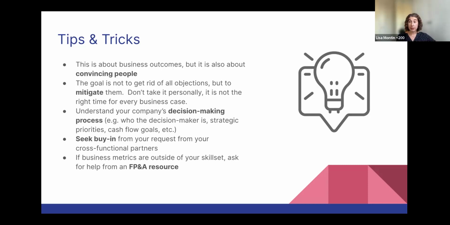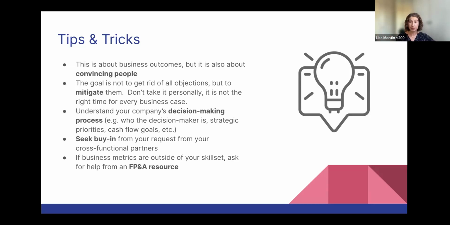Again, along the lines of people, you want to seek buy-in from your cross-functional partners. You don't just want to go ahead and take this request to the person deciding. You want to come armed with buy-in from, in this example, you would definitely have wanted to talk to the product leader who is advocating for this new product release to begin with. You want to make sure that they are supportive and will advocate that you need the support staff to make this a success.